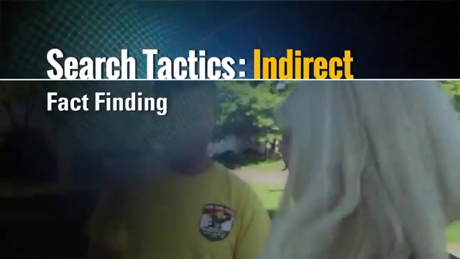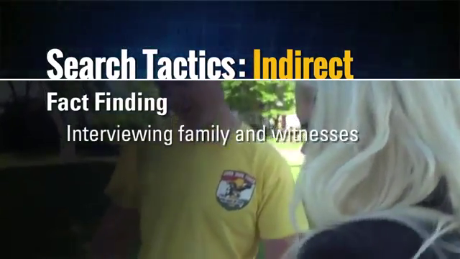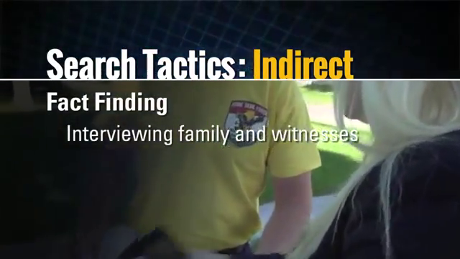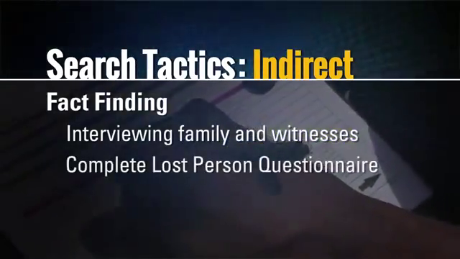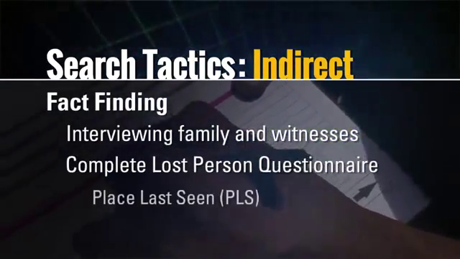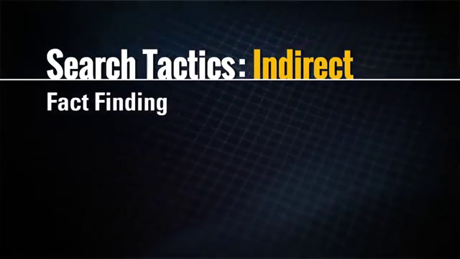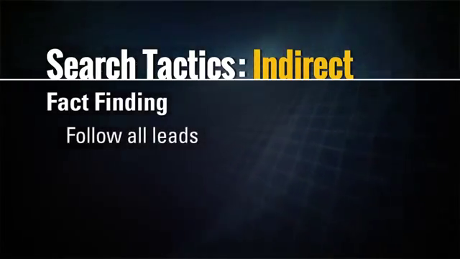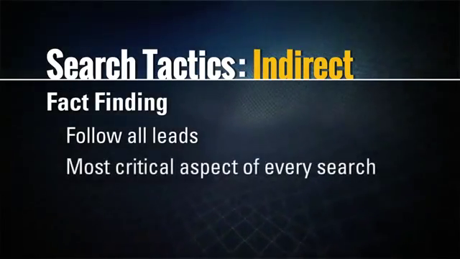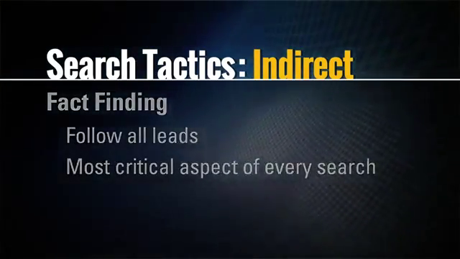Fact-finding begins by interviewing family members or witnesses who last saw the subject. This information is used to complete the Lost Person Questionnaire, which includes the PLS and LKP. The main goal of fact-finding is to follow leads until there are no more leads to follow. It is the most critical aspect of every search.